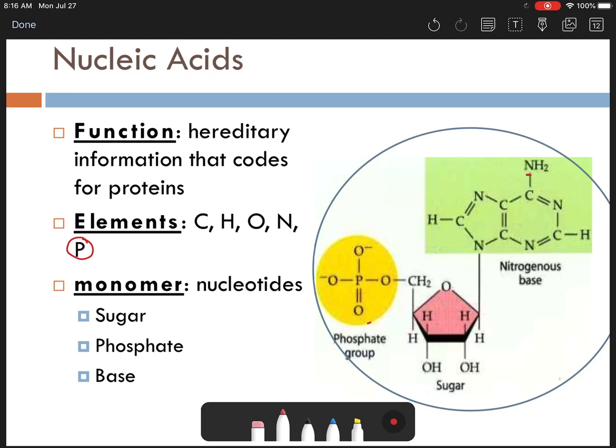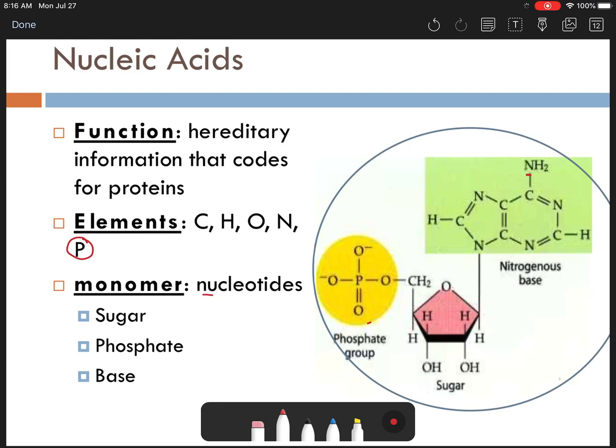So nucleic acids are a little bit tougher to say. Remember, lipids and carbohydrates are CHO, CHO, proteins are CHON, but now nucleic acids are CHONP, which is a little bit more difficult to say, CHONP. But we emphasize that P because that's what makes it a little bit different, and that it has that phosphorus.